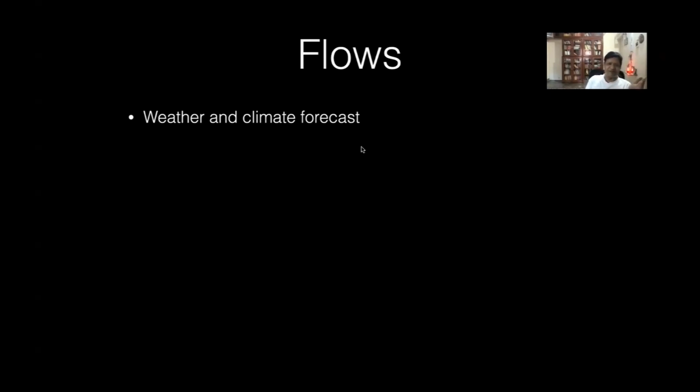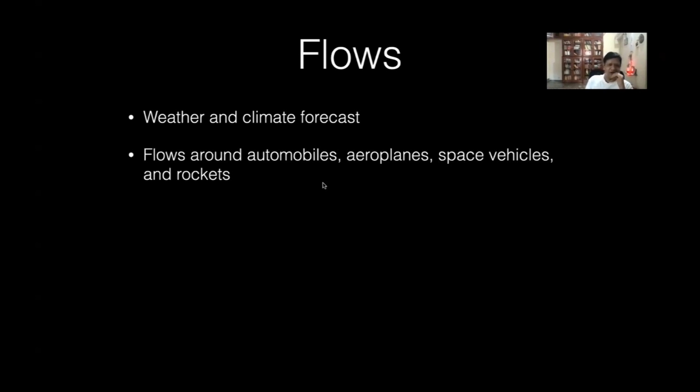So weather and climate forecast. This is one place where without computers we can't do anything. So that's one. You understand, no? When you simulate the whole weather system and forecast for rain, temperature. Climate forecast is for 100 years and so on. Now, flow around automobiles, aeroplanes, space vehicles, rockets.